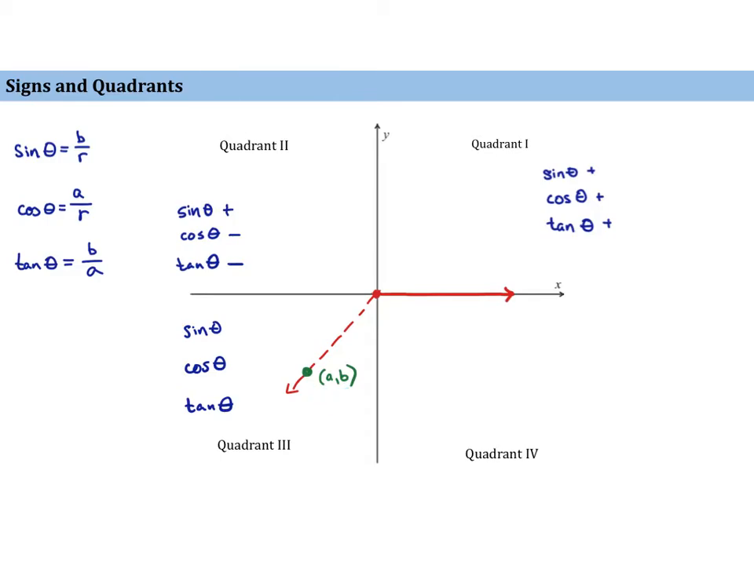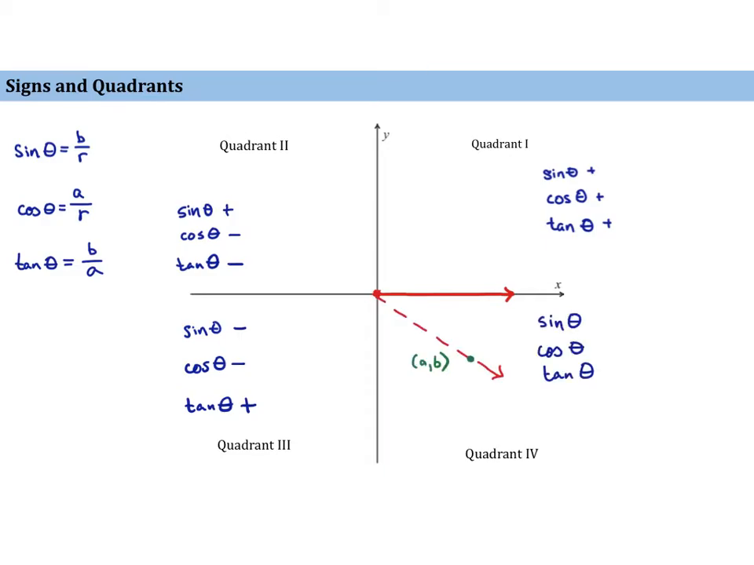B is negative, and of course R is always positive, so B over R would be a negative divided by a positive, which is negative. Cosine of theta is A over R. A is negative, R is positive. And tangent of theta is B over A, or you can think of it as sine of theta over cosine of theta, and we have a negative divided by a negative in either instance, and that yields a positive.